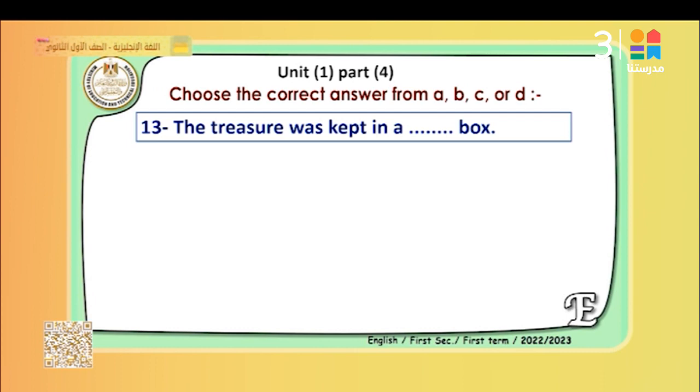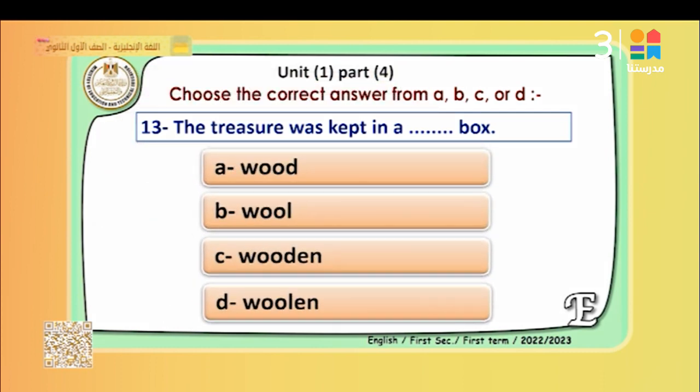The treasure was kept in a box. So the treasure was kept in a wood, wool, wooden, or woolen box. Here we say wooden box. So the adjective of wood is wooden.